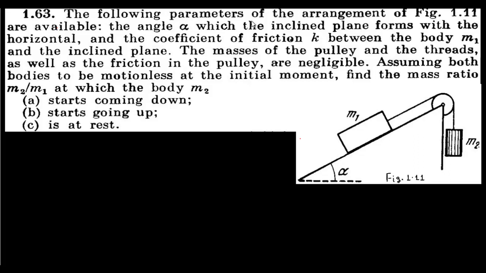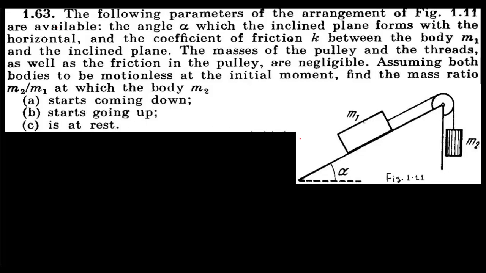The following parameters of the arrangement of figure 1.11 are available: the angle alpha which the inclined plane forms with the horizontal, and the coefficient of friction K between the body M1 and the inclined plane. The masses of the pulley and the threads, as well as the friction in the pulley, are negligible. Assuming both bodies to be motionless at the initial moment, find the mass ratio M2 by M1 at which the body M2 starts coming down, starts going up, and is at rest.